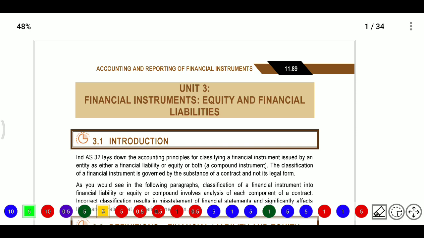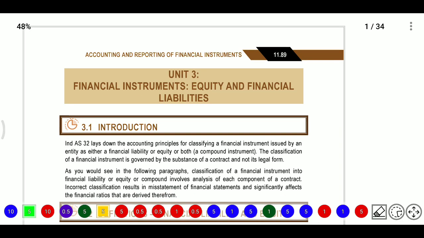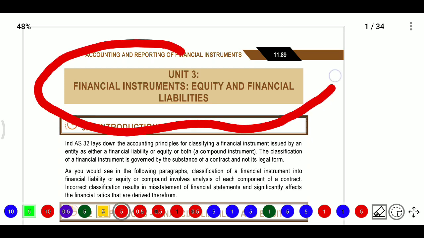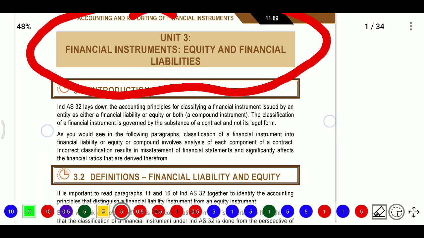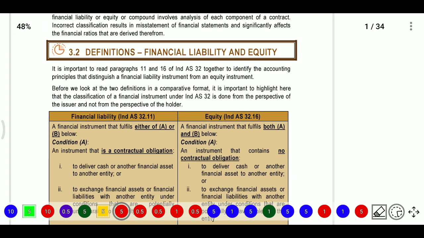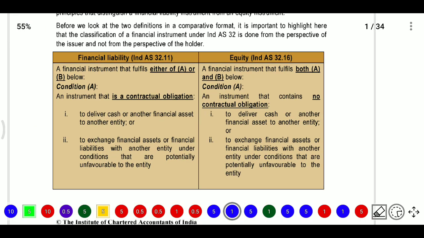So, we have completed unit 1 and unit 2. Now, we are going to unit 3. What is there in unit 3? Financial instruments, equity, and financial liabilities. What does financial liability mean? Financial asset, equity, what do they mean? So, we have some definitions.